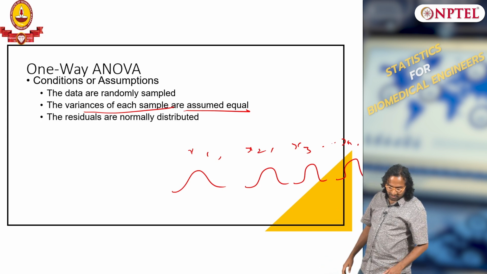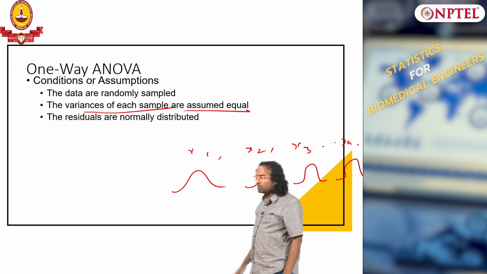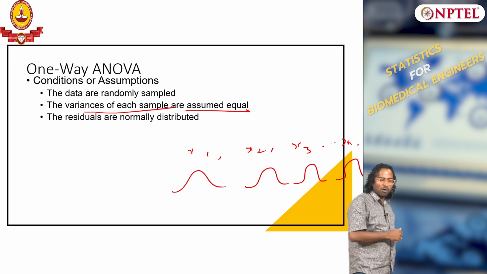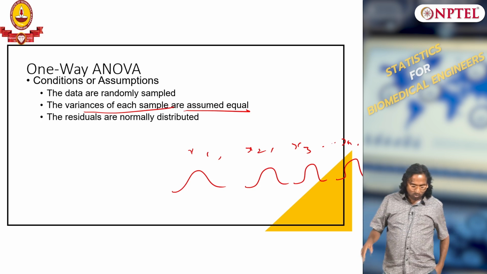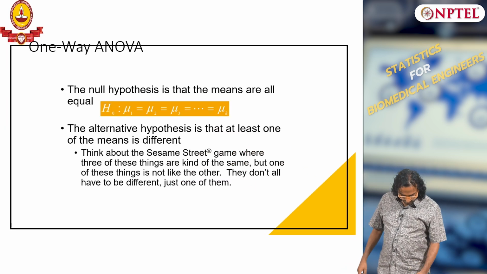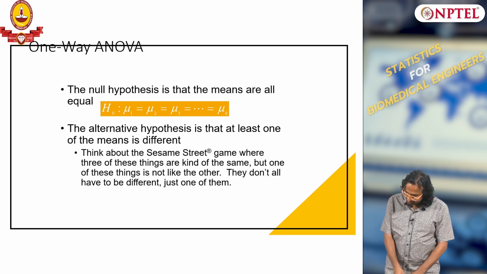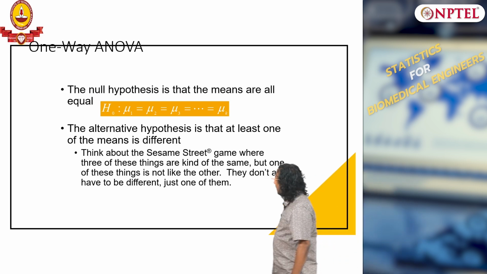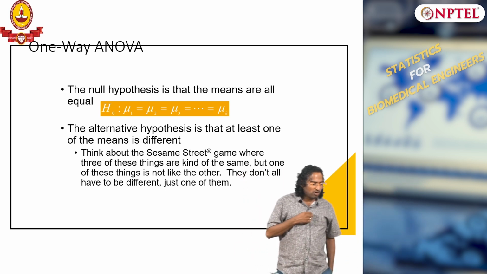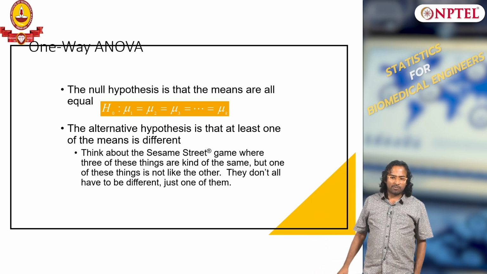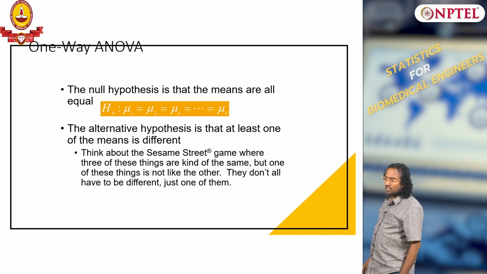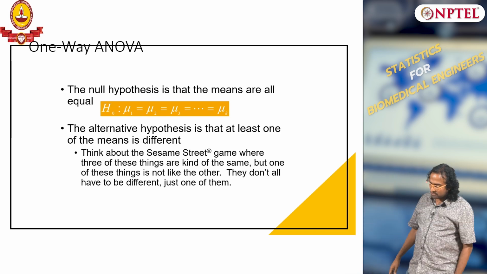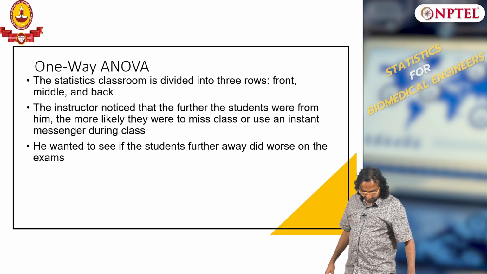Okay, these are the assumptions: the variances of each sample are assumed equal, the residuals are normally distributed, that is the noise is normally distributed. I will come to the model of ANOVA shortly. I will explain just the overview and then come to the math model. So let us go to the null hypothesis. The null hypothesis is that the means are all equal, that is my null hypothesis. And the alternate hypothesis is what? At least one mean is different, at least one method is effective, that is the alternate hypothesis.